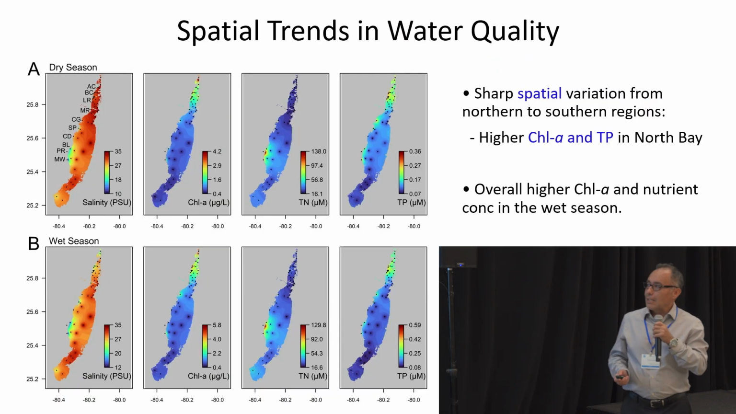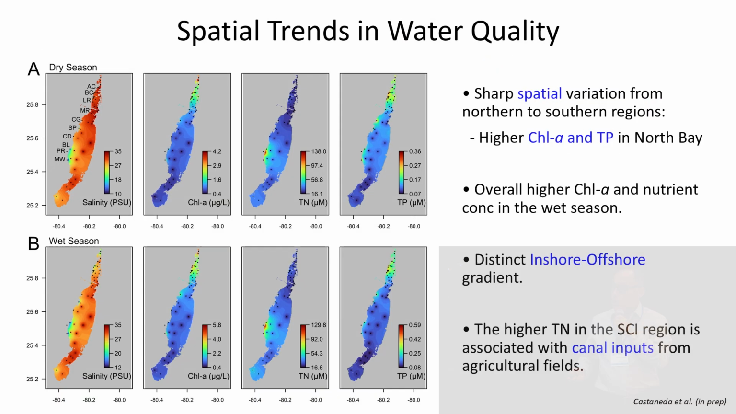So when we look at the spatial patterns, here we have, from left to right, salinity, chlorophyll, nitrogen, and phosphorus, for the dry season and wet season. And basically we can see a strong spatial pattern in the regions. So we have higher chlorophyll, which is right here, and total phosphorus right here in the North Bay. Overall, we have higher chlorophyll and nutrients in the wet season right here.